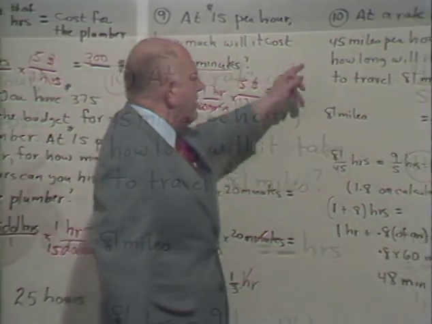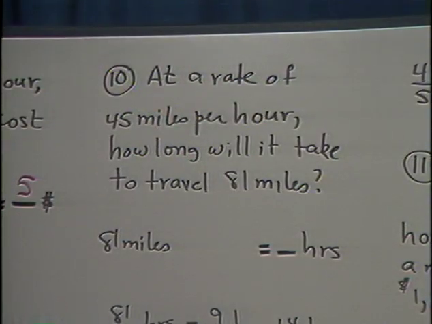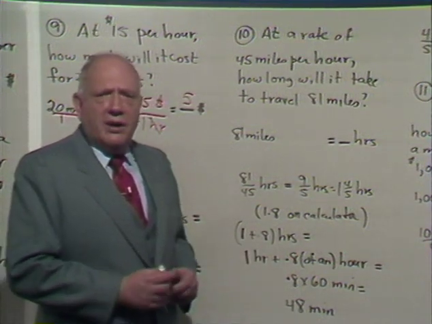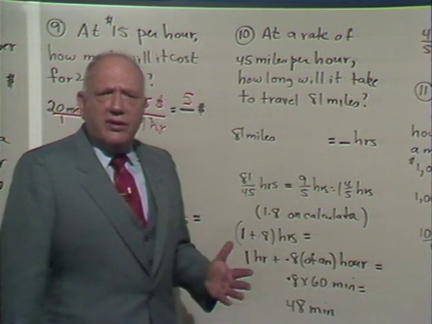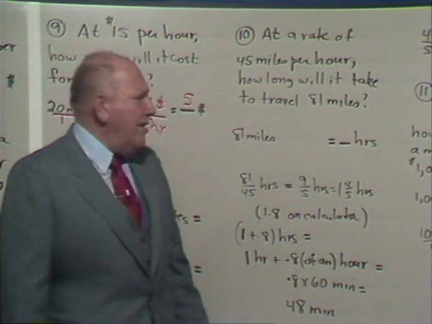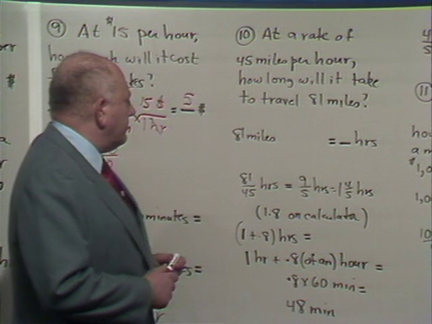Here's a problem. It says at a rate of 45 miles per hour, how long will it take you to travel 81 miles? Have you ever had that kind of a problem? You know you can go 45 miles an hour. You look at the atlas, they tell you it's going to be 81 miles. Has it ever occurred to you to say, gee, I wonder how long it's going to take? Well, that's not such a bad problem.